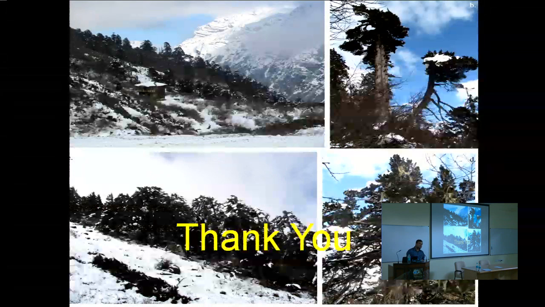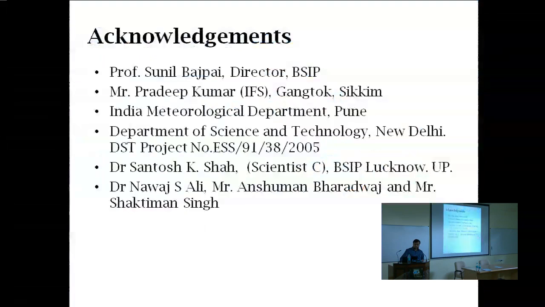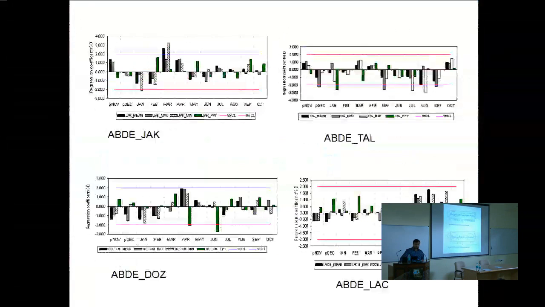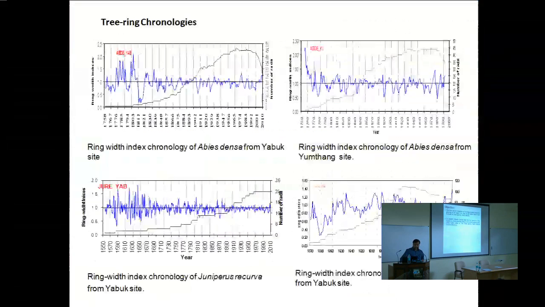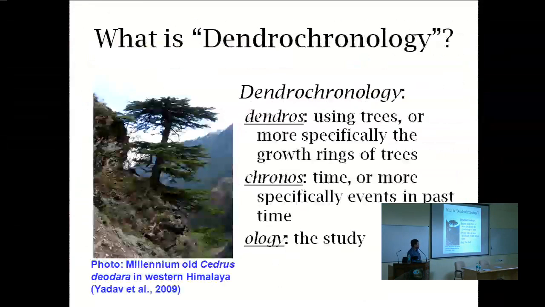What exactly is the question? Yeah, ring width. So a 4,000 year old tree? Absolutely, 4,000. This is a tree which is more than 1,000 years old, from the western Himalaya.